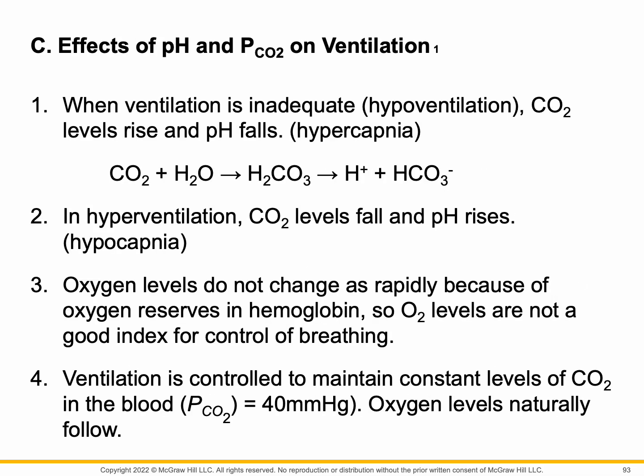Ventilation is tightly regulated by blood pH and the partial pressure of carbon dioxide, ensuring stable acid-base balance. The respiratory system adjusts breathing to maintain pH levels within a narrow range, typically between 7.35 and 7.45. When ventilation is not adequate, when you're hypoventilating, the carbon dioxide levels rise and the pH levels fall. This is called hypercapnia. Hypercapnia means high levels of carbon dioxide.